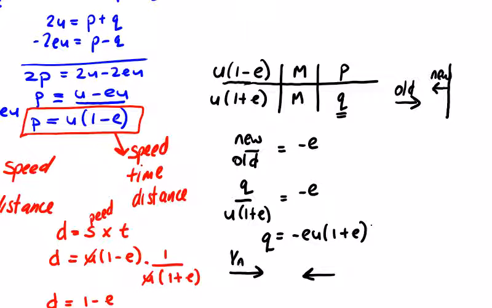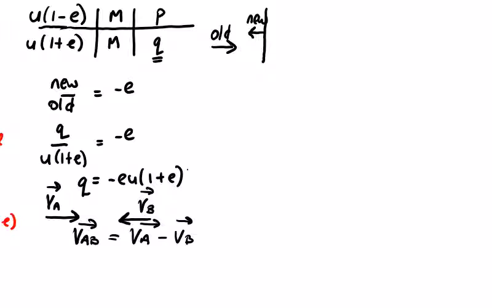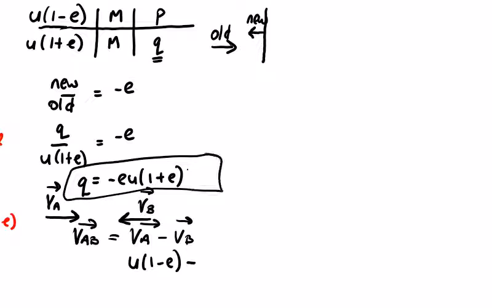So I think we can use relative velocity here. We have the velocity of A and the velocity of B. So the velocity of A relative to B is the velocity of A minus the velocity of B. Will this help us here? Let's have a look. The velocity of the first one is U times 1 minus E. And then we'd have to take away the velocity of B, which we've got to be this new Q. So it's actually going to be a plus EU times 1 plus E.